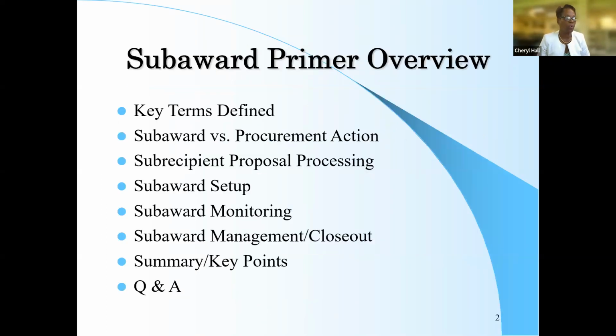Things we will cover this morning: key terms defined, subaward versus procurement action, subrecipient proposal processing, subaward setup, subaward monitoring, subaward management and closeout, summary and key points, and at the end, we'll do our Q&A.